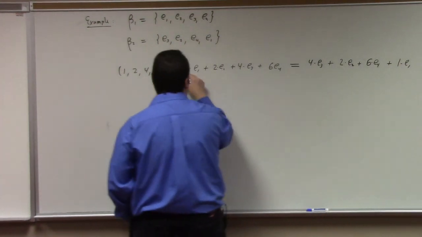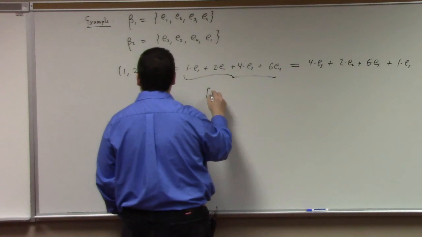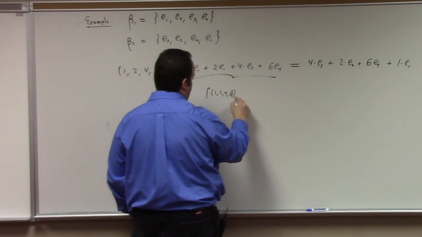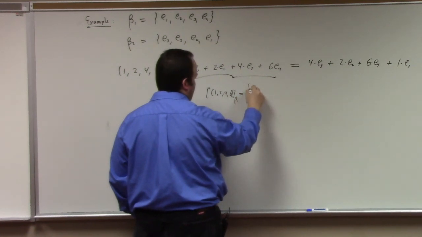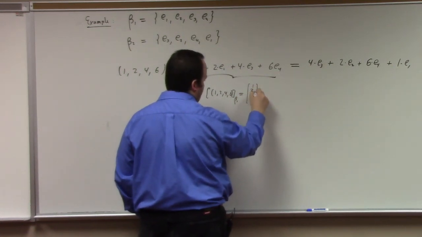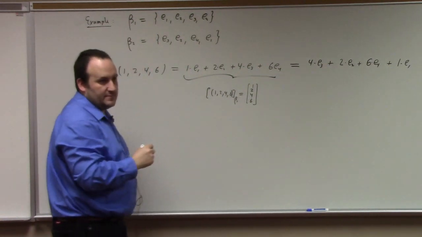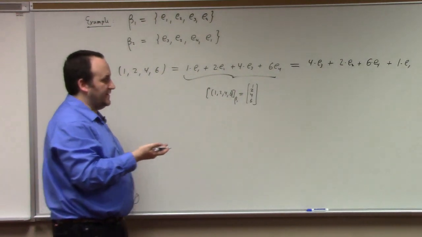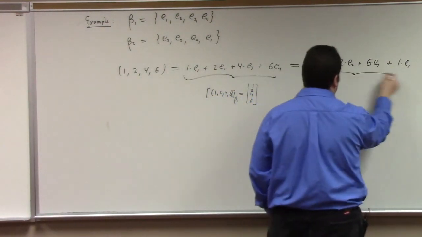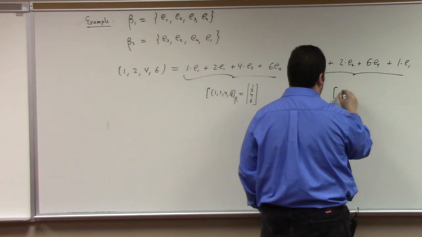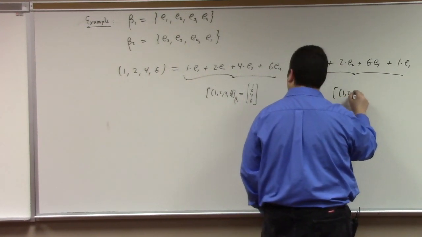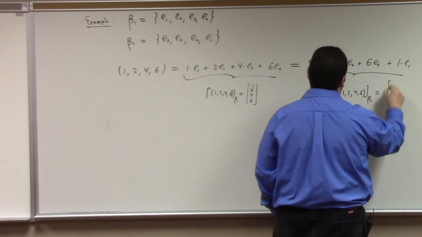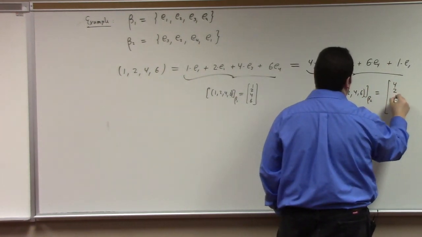So this allows me to tell you that the coordinate vector of (1, 2, 4, 6) with respect to beta 1 is, well, (1, 2, 4, 6). This is not surprising because beta 1 is the standard basis for R4. On the other hand, by the definition, the coordinate vector of (1, 2, 4, 6) with respect to the beta 2 basis is (4, 2, 6, 1).